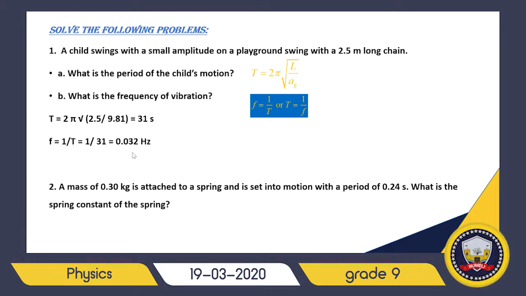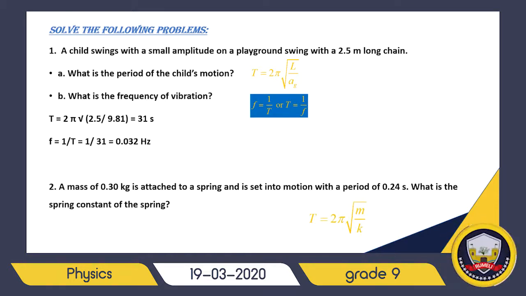The second one: a mass of 0.3 kilogram is attached to a spring and is set into motion with a period of 0.24 seconds. What is the spring constant of the spring? So we need to calculate k. I'm going to use the other formula for calculating period, T equals 2 pi square root of m over k. Why? Because we are asking about the spring constant and we have m. So I'm going to use this one, not the other one. That one we use when we have L, the length. But this one we use when we have m or k and we are going to calculate the other value.